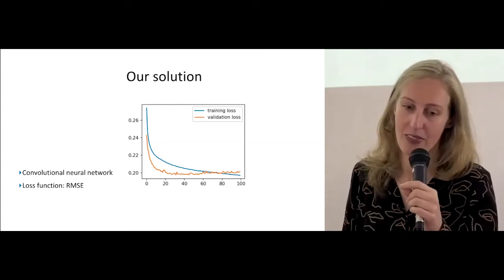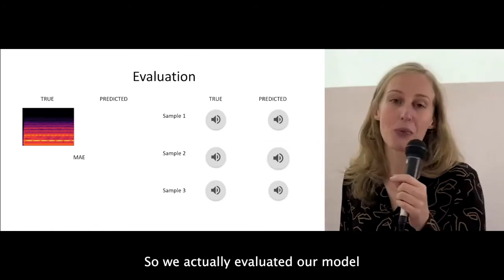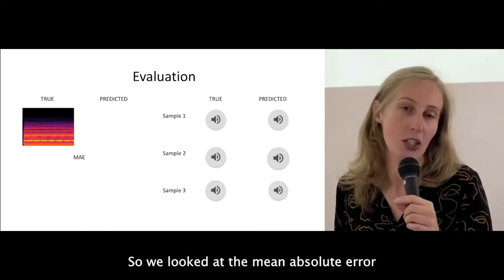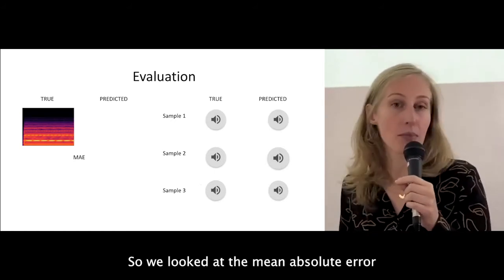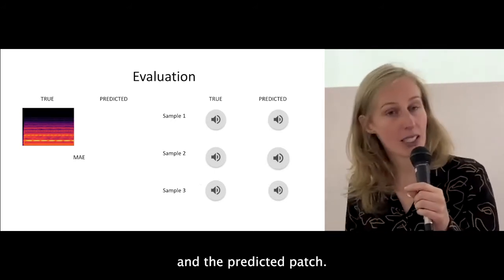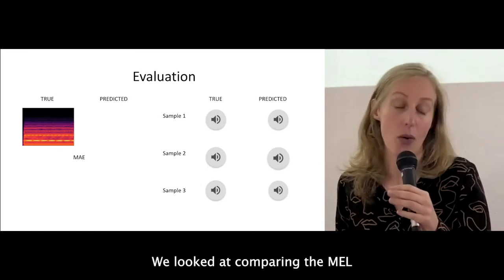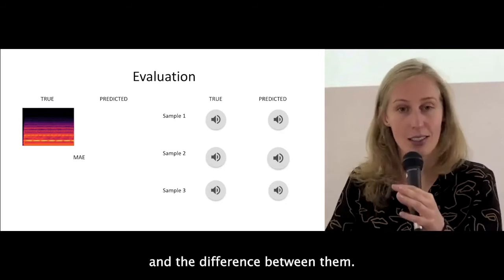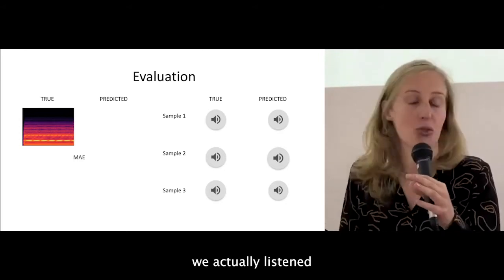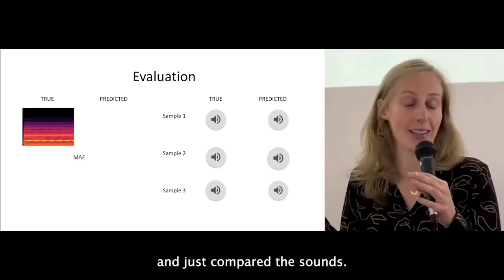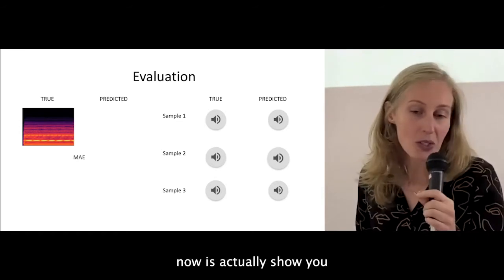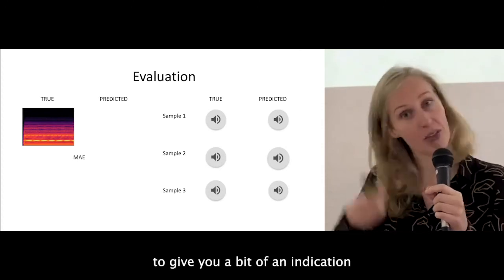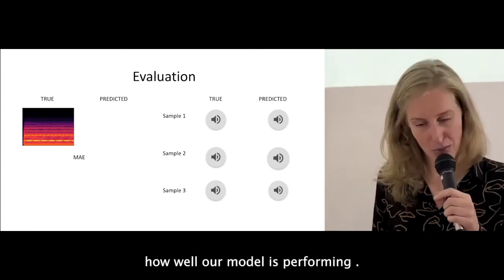All right. So we evaluated our model using different measures. We looked at the mean absolute error between the true patch and the predicted patch. We looked at comparing the MEL spectrogram of the true sound versus the predicted sound and the difference between them. And of course, we listened and just compared the sounds. So what I'm going to do now is show you 3 different samples to give you an indication of how well our model is performing.